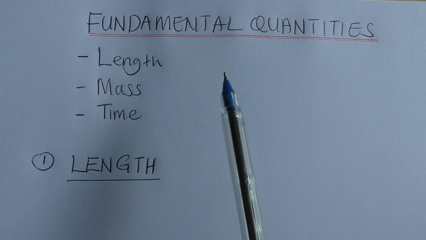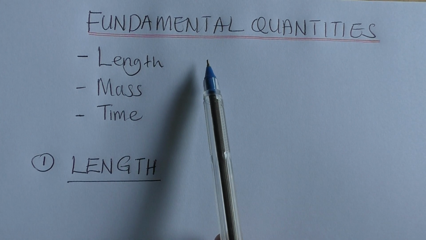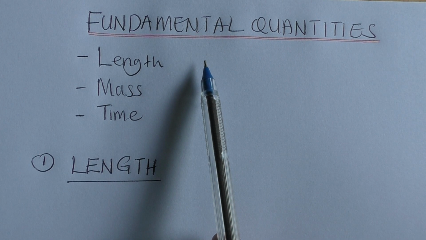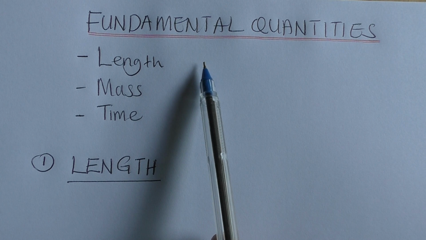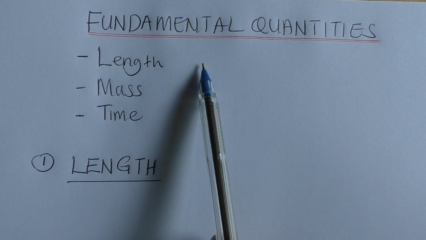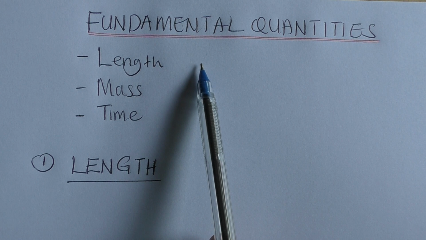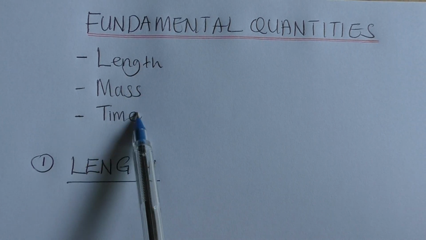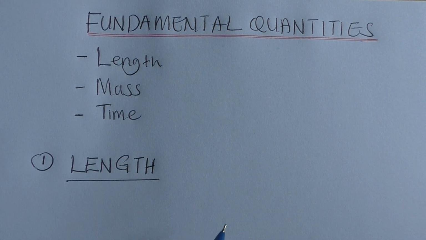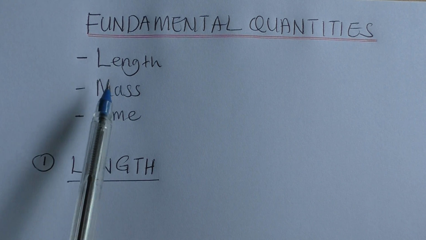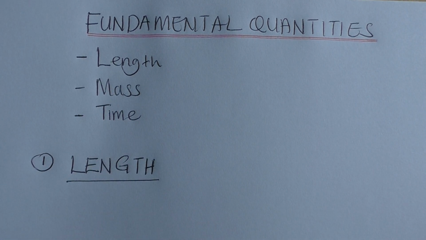So, in our previous lesson, we looked at the physical quantities, and we saw that the physical quantities are categorized into two, that is the fundamental or basic quantities and the derived quantities. So we shall look at the fundamental quantities, majorly the three major fundamental quantities, that is length, mass, and time.